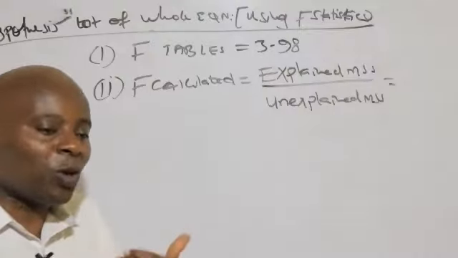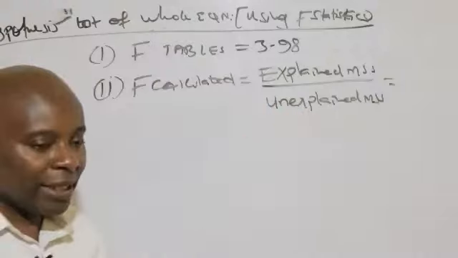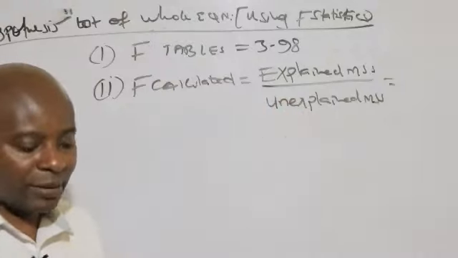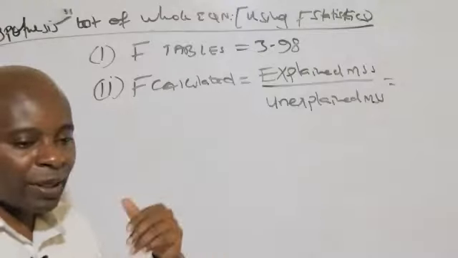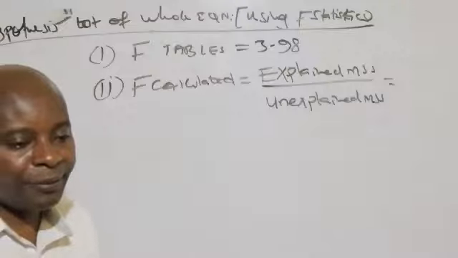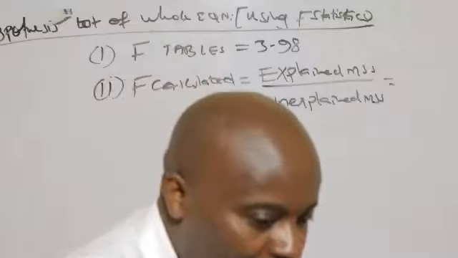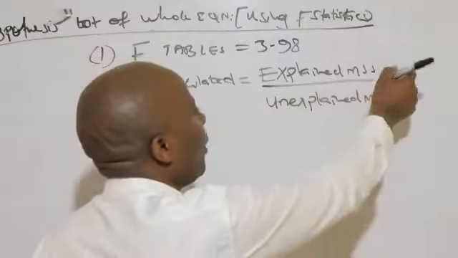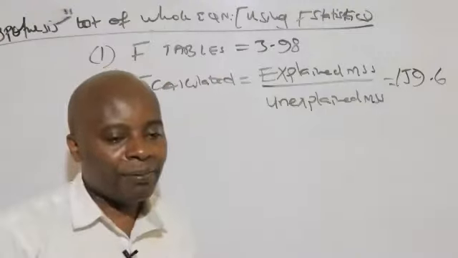Unfortunately for us, we had already computed this thing. Already we have it. Who can give us an answer? Somebody give us an answer here. Explained MSS, all over unexplained MSS. What do we have there? We have gotten this figure, 159.6.